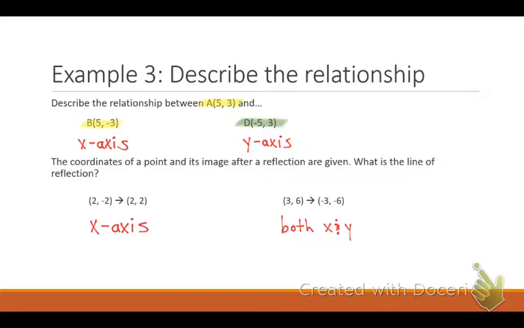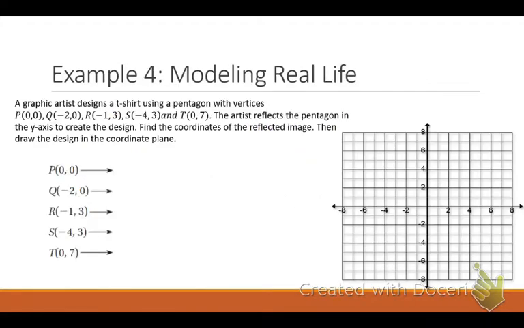All right, how do we do on that, guys? Kind of the start to finish, and then we have to say what the line of reflection is. All right, so in example 4, if you've ever seen t-shirt screen printing and that type of thing, like a press, you will oftentimes see this. So that both sides of the image can be the exact same dimension, you would use something like a reflection to reflect that screen. So what we see here is 5 original ordered pairs, P, Q, R, S, and T, and it says that the artist reflects this pentagon in the y-axis to create the design.